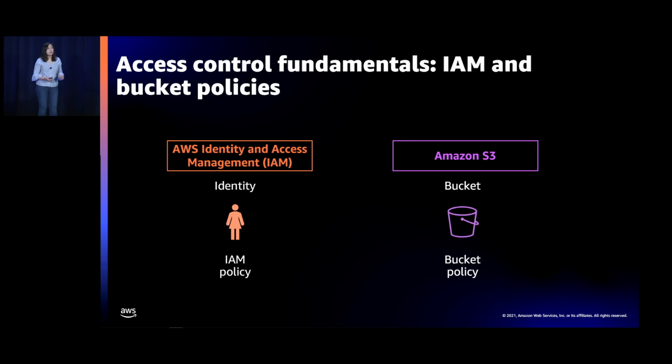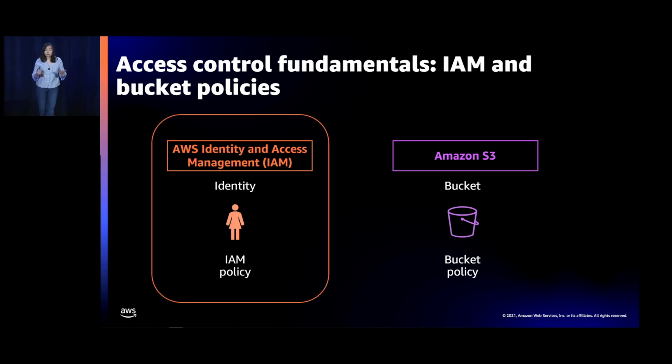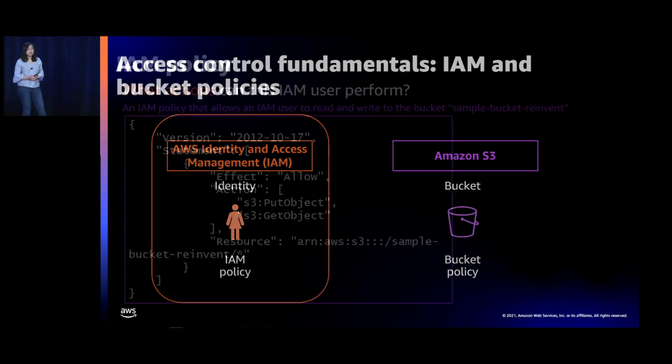So an IAM policy is a type of access policy that you attach to an IAM user or IAM role. Hence, it is identity-based. And a bucket policy is a type of access policy that you attach to an S3 bucket. Hence, it is resource-based. Both IAM policy and bucket policy follow the JSON format, so we can easily relate one to the other. And let's first go over IAM policy.